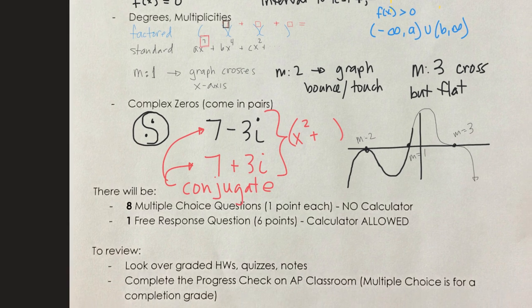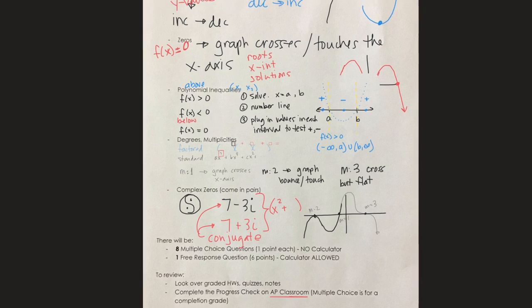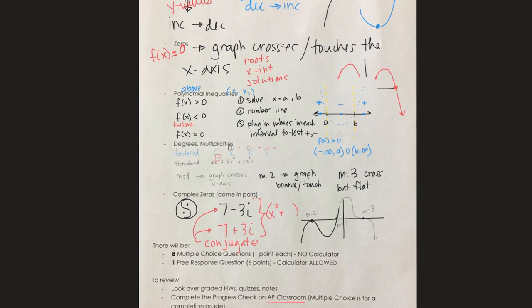So the test, you'll have 8 multiple choice questions with no calculator, and you'll have 1 free response question, calculator allowed. Okay, so look over your homeworks, look over the notes. If you want to go to AP Classroom, hopefully you signed up for that. Okay, there's a progress check over Unit 1. That might help you out with some similar type problems to what you'll see on your test tomorrow. Hope this helps.